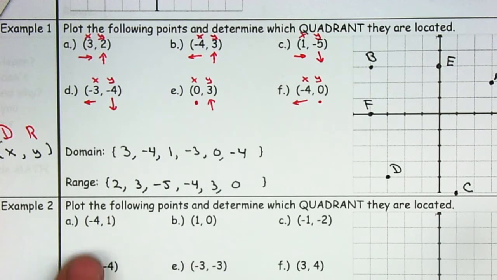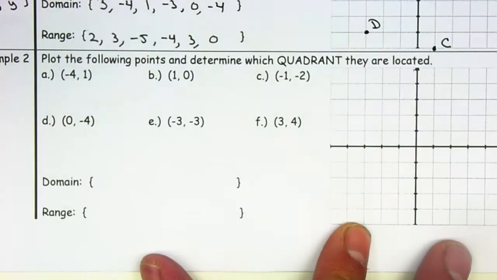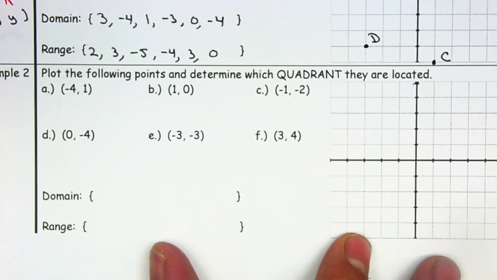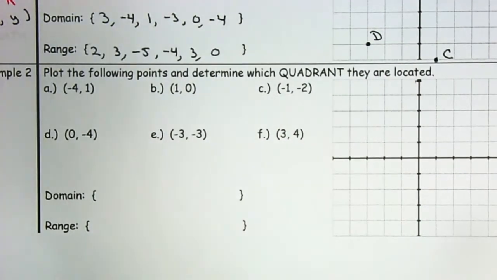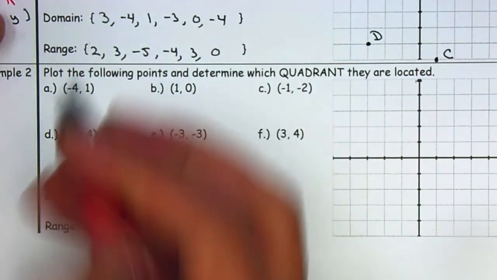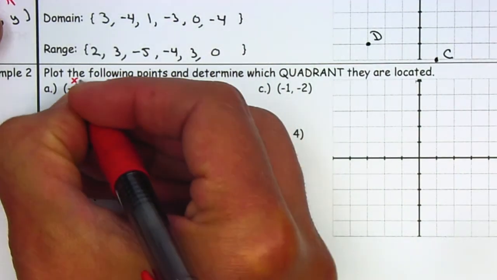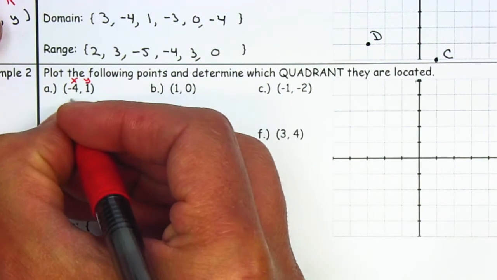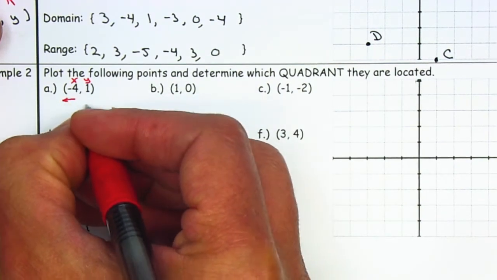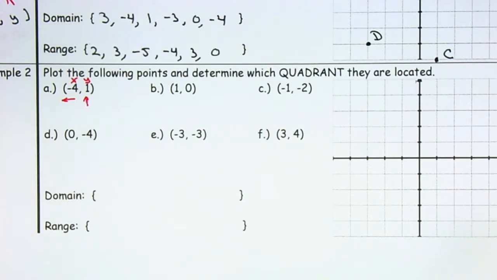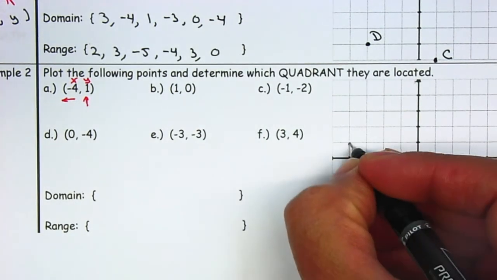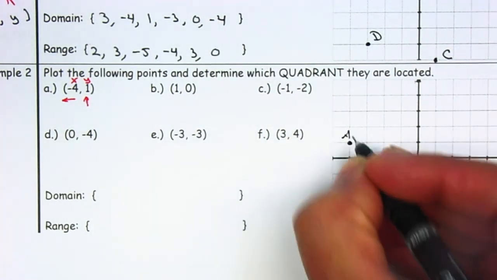Go and try example number 2, see what you get, and then we can compare answers. Go and pause it. Great. On example number 2, we are going to go through the same process. First point will be x, y. X is negative, so to the left 4 and then up 1. So to the left 4 and up 1, that'll be letter A.